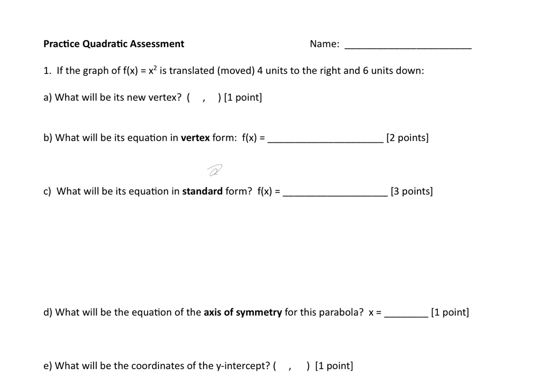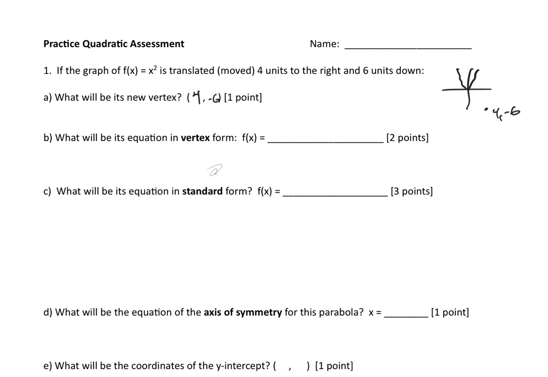Okay, so let's take a look at these questions. The first question we were asked: what would happen if we had the graph of f of x equals x squared, and we moved it 4 units to the right and 6 units down, so that we were down here at (4, -6)? Well, its new vertex would just be at (4, -6).